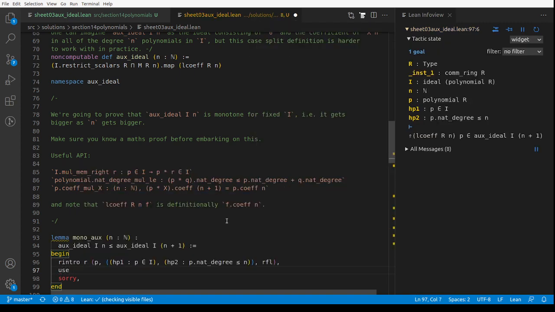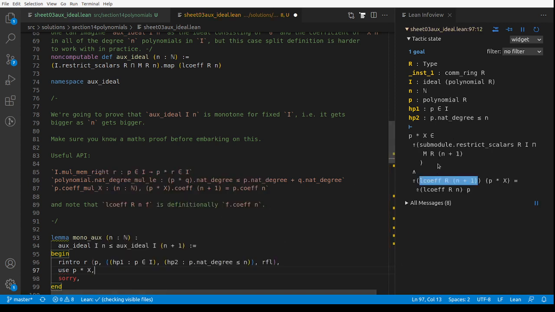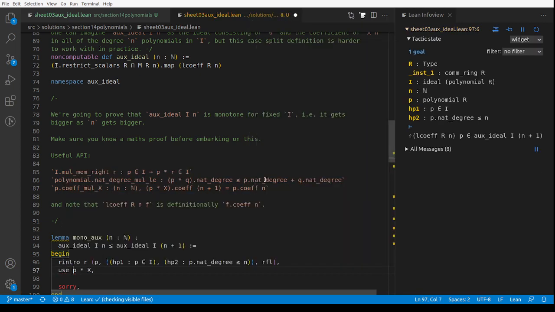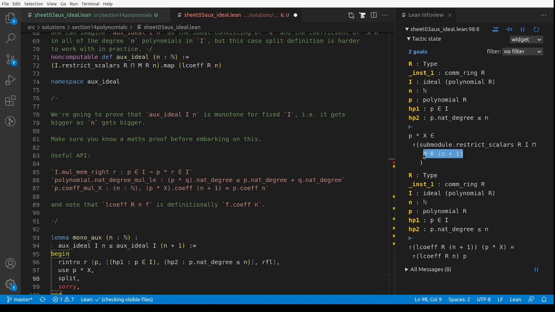Let's use P times x, because we're going to have to prove it's got degree at most n plus 1. And so it would be handy if P had degree n and x had degree 1, you see. So we can use P times x, and now the goal is an... and so in fact we could use refine for this. I mean, we could use P times x, and then we could split it there, and now we've got two goals. And in fact this goal also could be split, right?